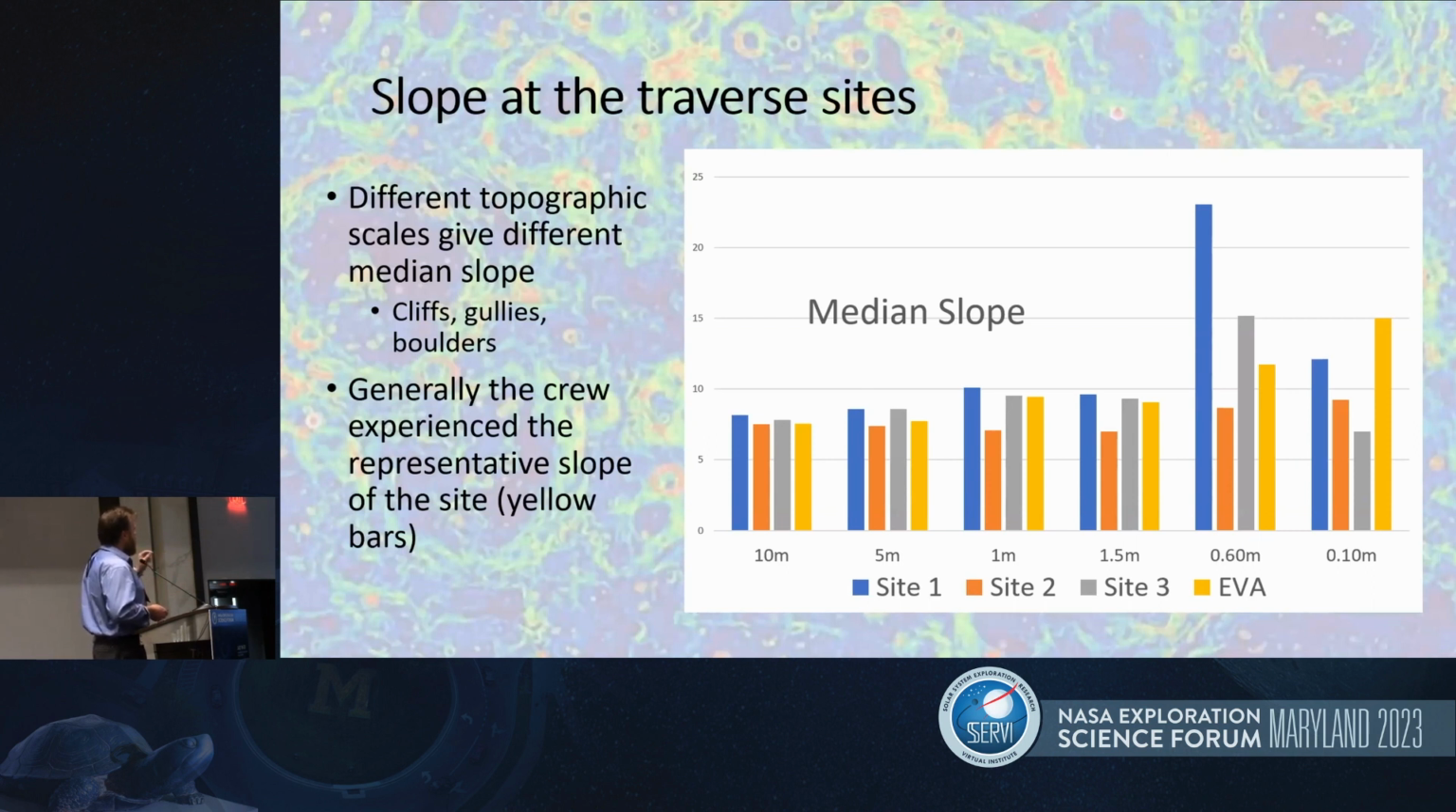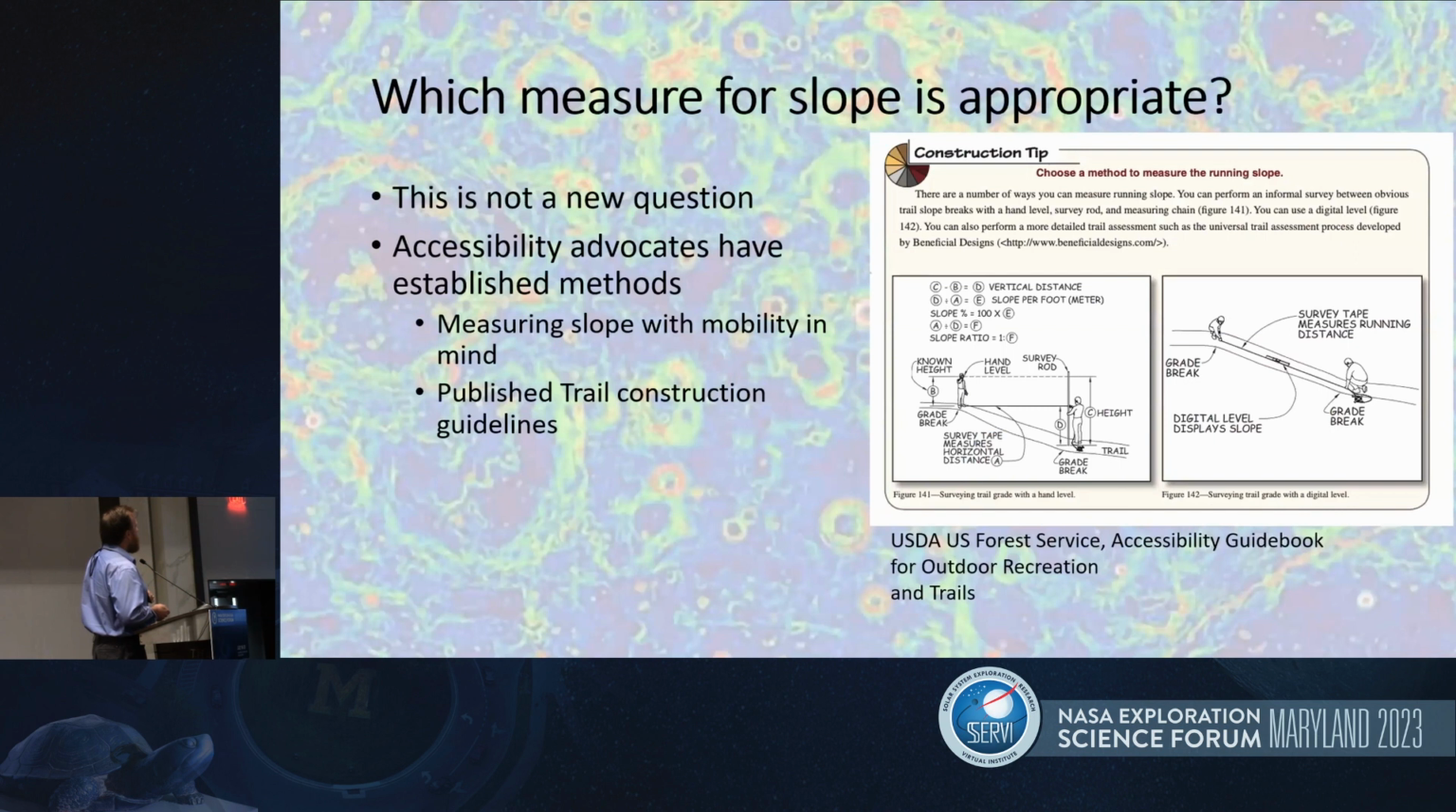But another takeaway of this is that generally the crews experienced a representative slope in each of the sites. None of the bars that the crew walked, so the yellow bars, the mustard colored bars, are wildly different than the slopes that we measure from the remote sensing data or the tripod data, except for maybe the 10 centimeter, and that can be a different discussion perhaps. So which measure for slope is the most appropriate?